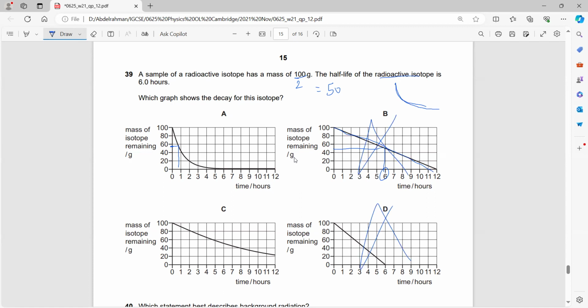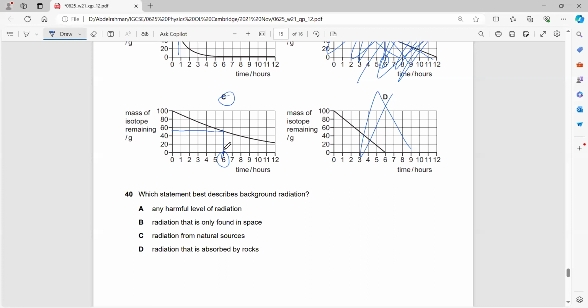The only graph would be C, yes, at 50. At 50, it reached around 6 hours. So this is the correct graph. It's not perfect, yes, I know it's not perfect. But again, this is the graph for a radioactive decay. It can never be a constant slope.